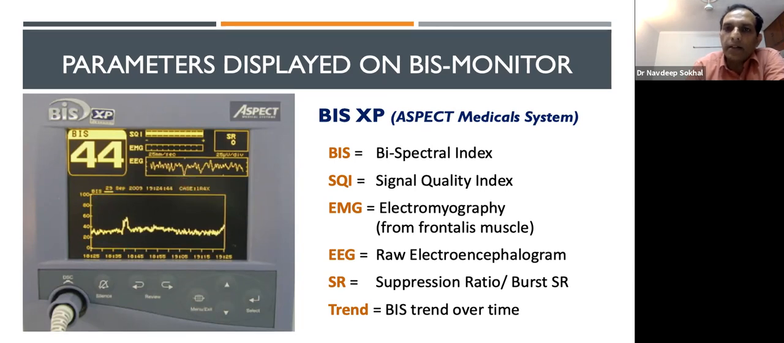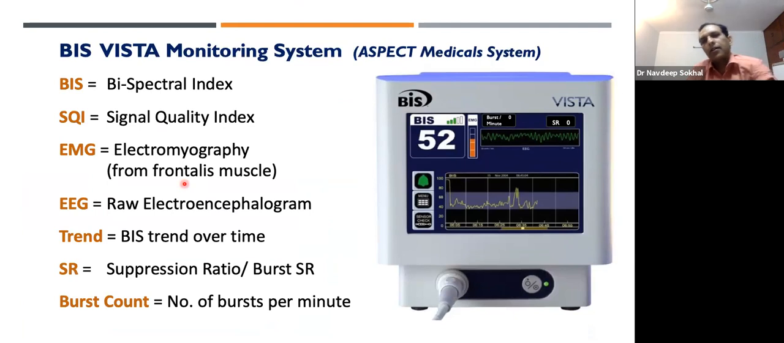Recently there have been changes in the monitor, as you can see. The presently used monitors look like this. This is called the BIS VISTA monitoring system. This again was released by Aspect Medical Systems, and it has a similar BIS value. Now, instead of the signal quality index histogram, here you have the signal quality index in the form of bars, and you can see there are just three bars. That means the quality of signal is not adequate. It should be at least 4 bars and ideally 5 bars. So the value being recorded here may not be very reliable. Then you can see the EMG bar. Here it is showing contamination by EMG, so EMG activity is there.